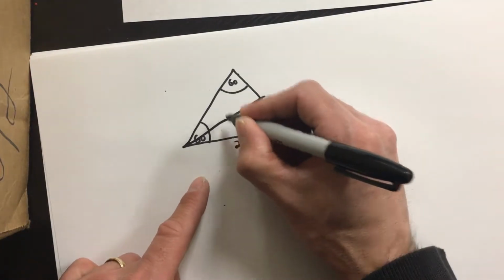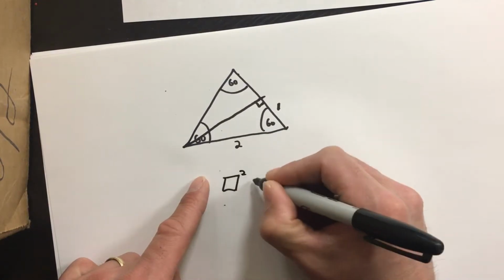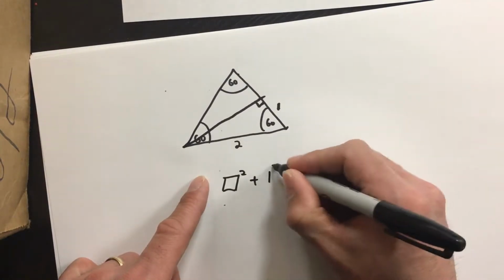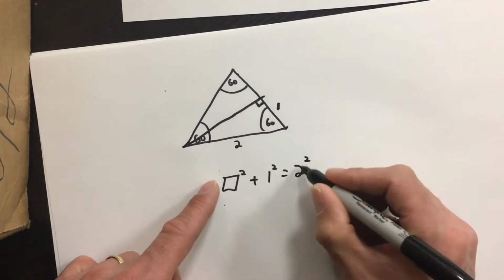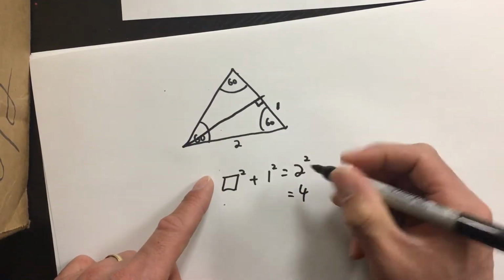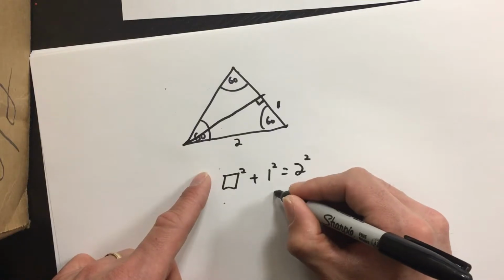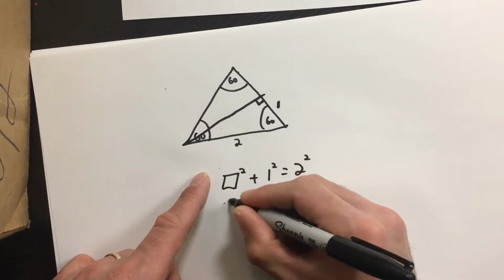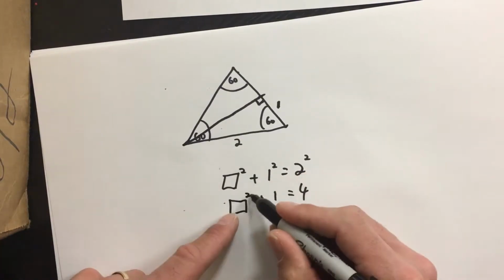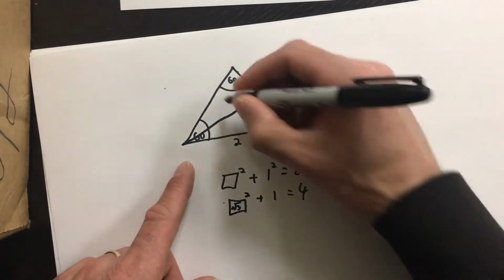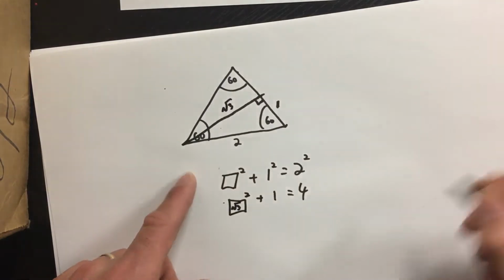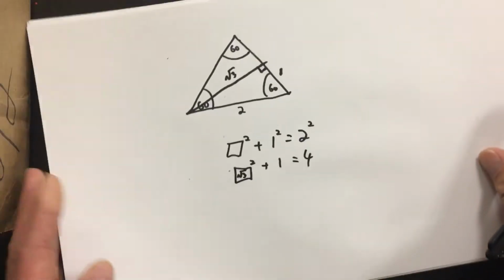That means that this squared plus that squared is equal to 2 squared. So let's say we don't know what that is. That squared plus this squared is equal to 2 squared. 2 squared is 4. So whatever's in here, when you square it, it's equal to 3. So that's got to be root 3. So that gives us this special triangle here.